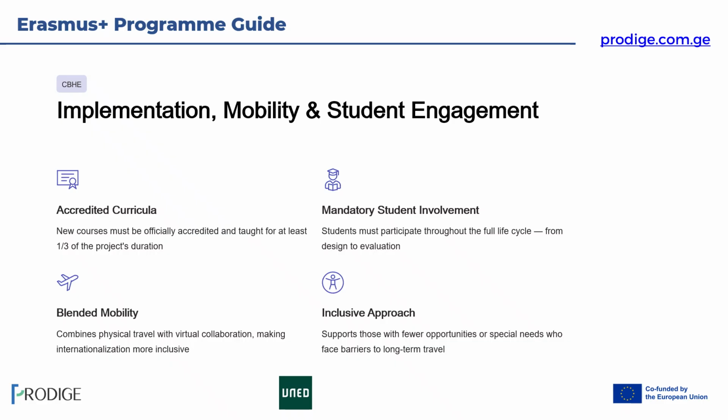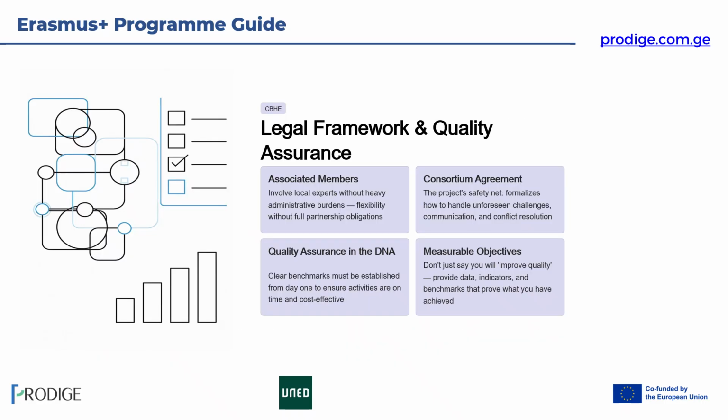Furthermore, while we support traditional travel, we strongly emphasize blended mobility. By combining physical travel with virtual collaboration, we make internationalization more inclusive for those with fewer opportunities or special needs. In the administrative stages, flexibility is key. We use associated members to involve local experts without heavy administrative burdens. However, the real safety net is the consortium agreement. While the EU provides the framework, this internal document formalizes how you handle unforeseen challenges.